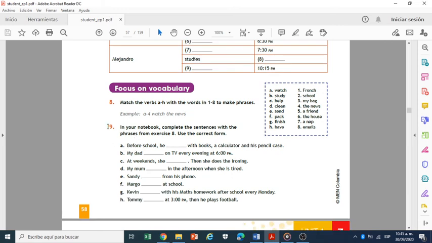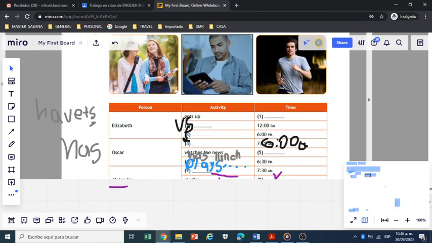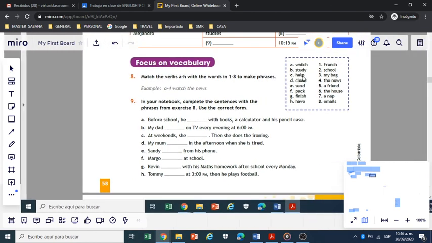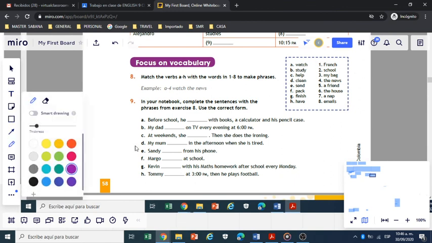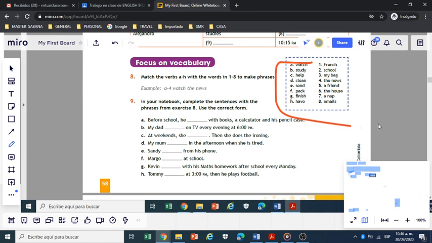Next exercise, exercise number 9. In your notebook or here, no problem, complete the sentences with the phrases from exercise 8. So, these activities, you are going to complete using these expressions in exercise number 9. For example, before school, he, with books, a calculator, and his pencil case.